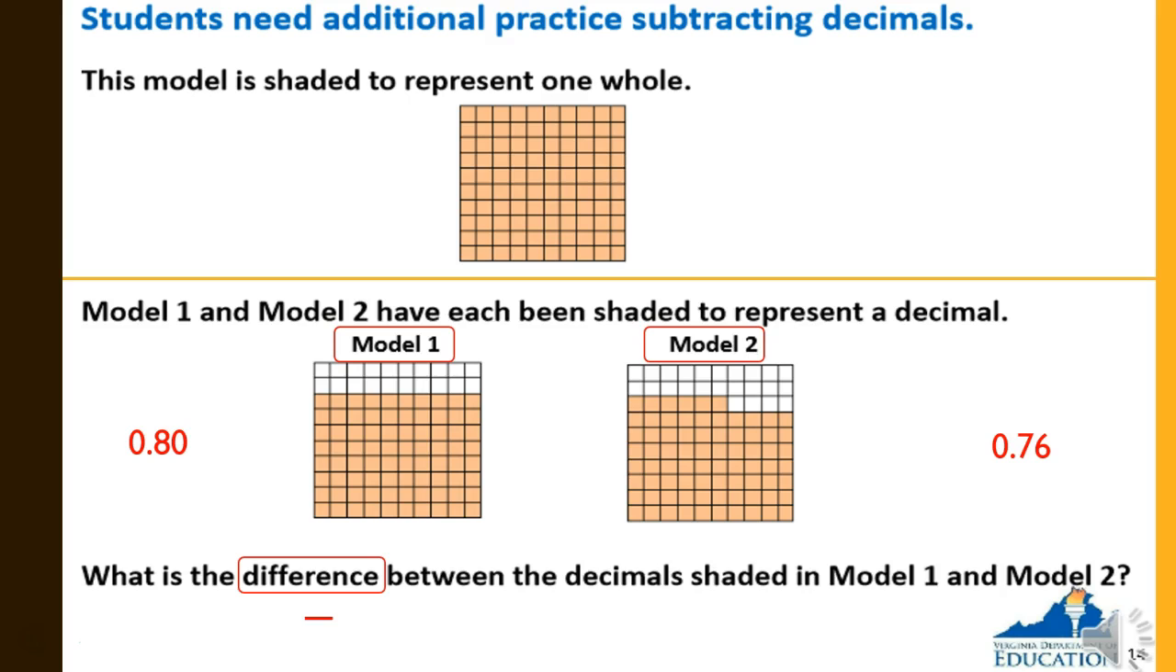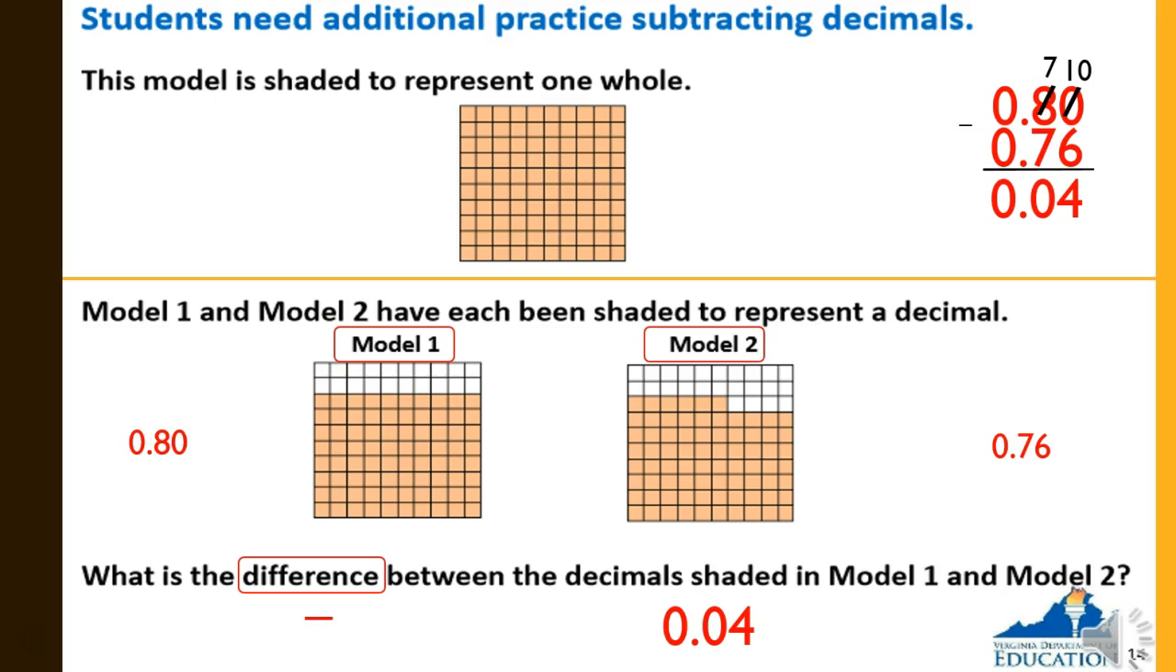And remember, we're going to find the difference, so we're going to line them up right on top of each other by those decimals, and we're going to subtract them, just like we would. And our answer would be 4 hundredths. All right.